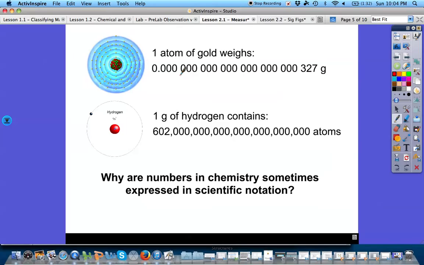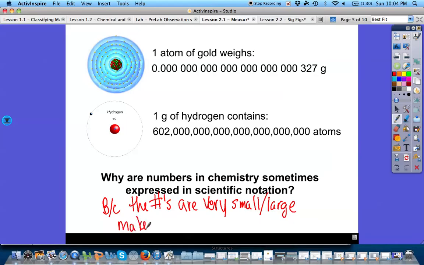So sometimes we use scientific notation. And scientific notation, we use that because the numbers are very small or very large. This makes it easier to work with those numbers.